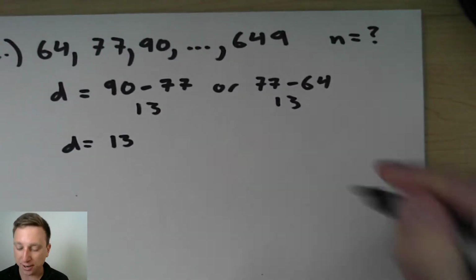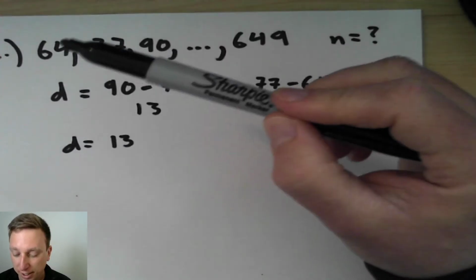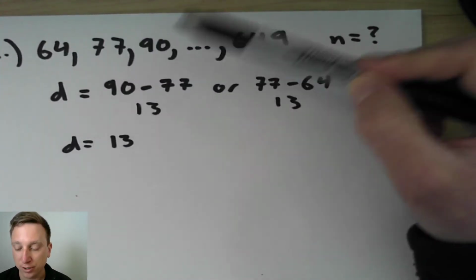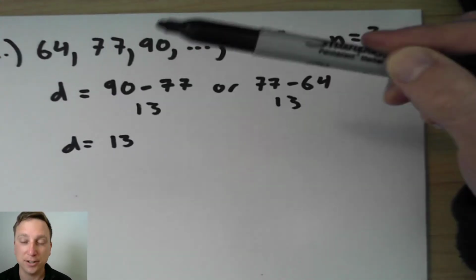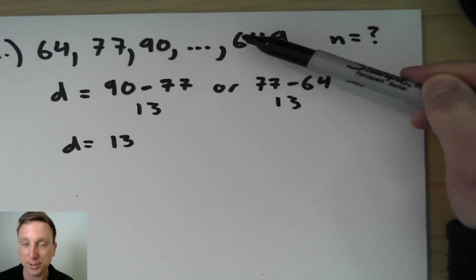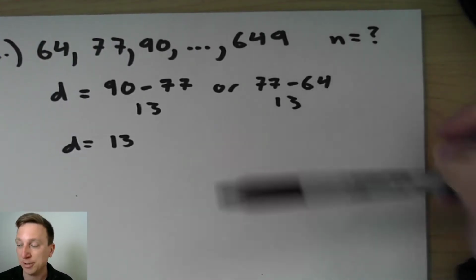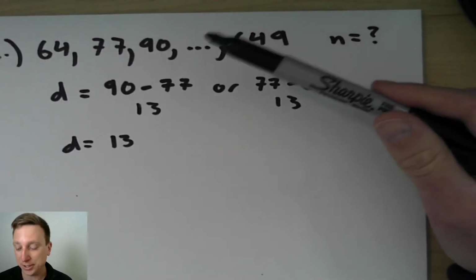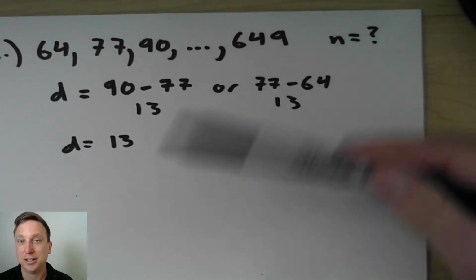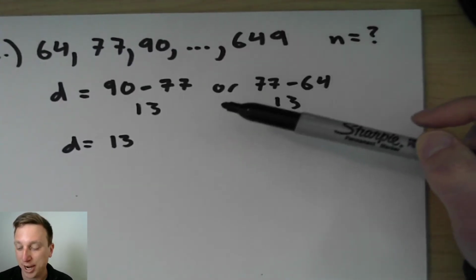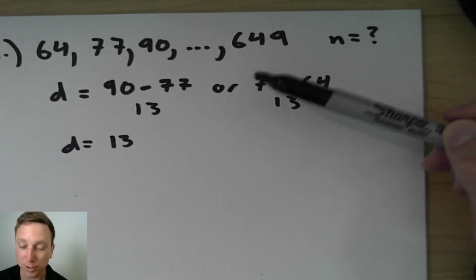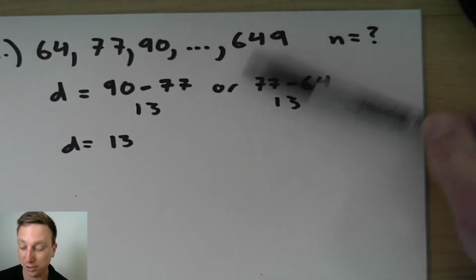So now we need to set out and find, well, I'm going to add 13 over and over and over again. If I do this in the pattern, what term in my sequence is going to be 649? Is it going to be the 20th term? Is it going to be the 50th term? That's what we set out to find. Now we could go through and say 90 plus 13 plus 13 plus 13 and keep track of that, but sometimes this will get overwhelming, and we're going to be hitting plus 13 a whole bunch of times.